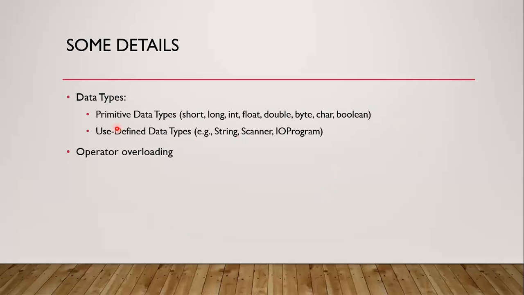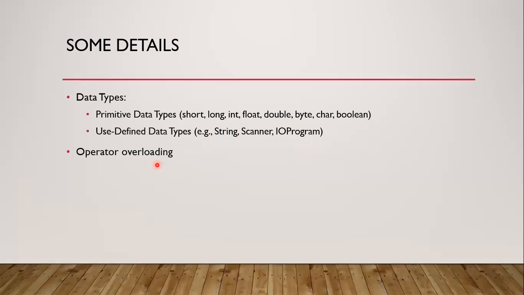Now here you can see the primitive data types: short, long, int, float, double, byte, char, boolean. Out of these, we have only used int. These are the 8 primitive data types defined at the Java compiler level. These are the primitive types. All other types are called user-defined, or programmer-defined, types. This we will discuss later.